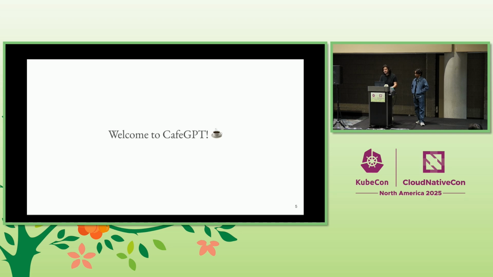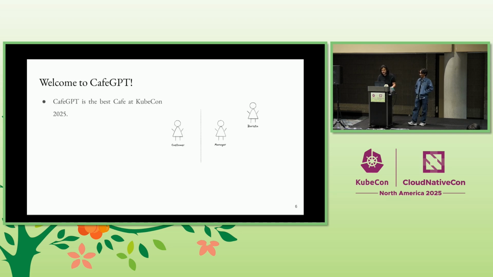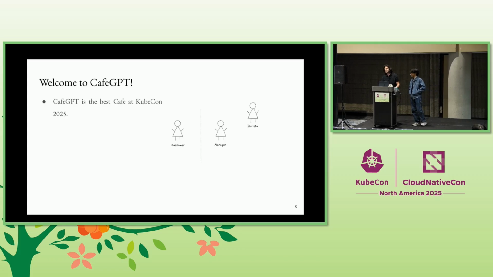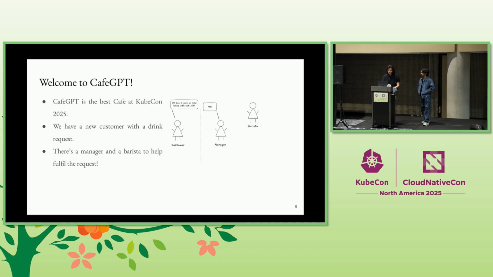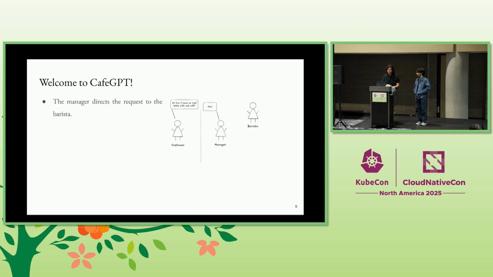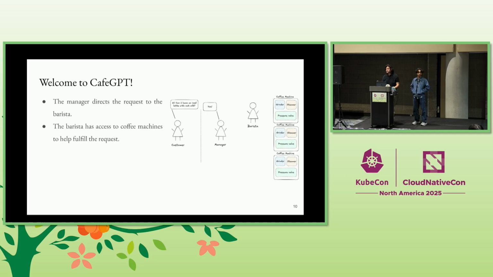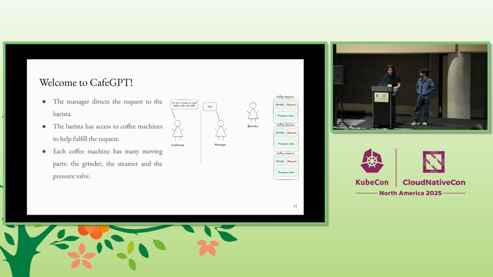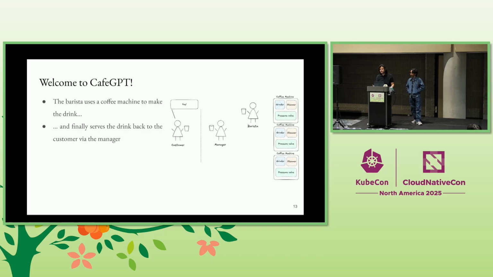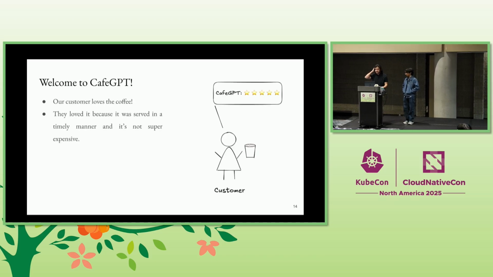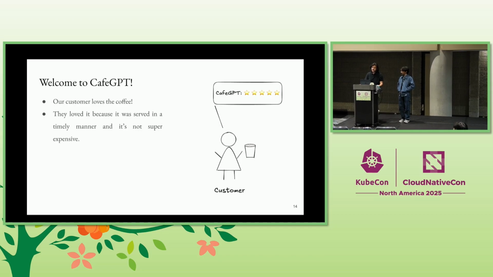So that said, welcome to CafeGPT. CafeGPT is probably the best cafe at KubeCon 2025. There's this thing called AI that you might have heard of a couple million times in the keynotes. We have a new customer with a drink request, an iced latte with oat milk. We have a manager and a barista to help fulfill that request and make sure that all of our attendees are sufficiently caffeinated. The manager directs the request to the barista. The barista has access to coffee machines to help fulfill that request. Each coffee machine has many moving parts: the grinder, the steamer, the pressure valve, and so on. The barista uses a coffee machine to make the drink and finally serves the drink back to the customer via the manager. Our customer loves the coffee and, more importantly, loves CafeGPT because the coffee was served in a timely manner and it wasn't very expensive to begin with.